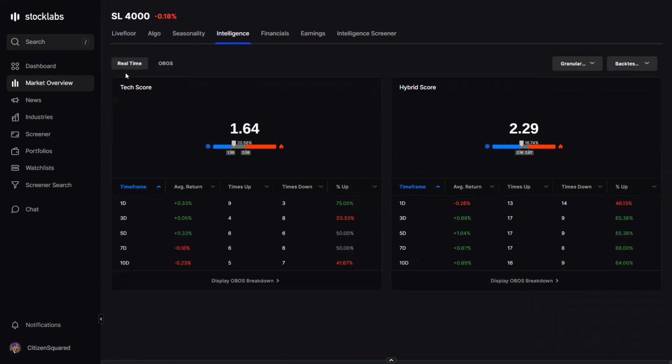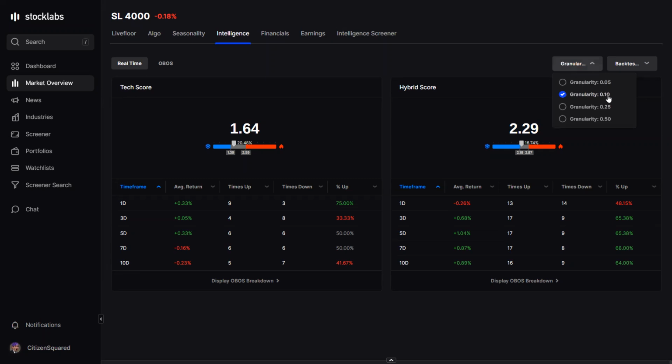For the real-time statistics, I just stay on this real-time tab. Now this will tell you, for this market score, which is the score we have right now, what happened over the next 10 days. So you can backtest this across different time periods. And then this granularity tab gives you a little flexibility on the tolerance that Stocklabs is using. So it doesn't have to be exactly 2.29.